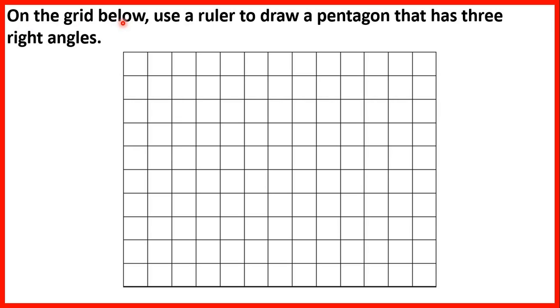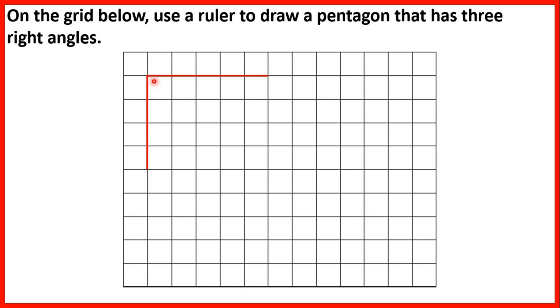On the grid below, use a ruler to draw a pentagon that has 3 right angles. So a pentagon is a shape with 5 sides, and a right angle is like the corner of a piece of paper or the corner of this screen. So it's useful to draw the right angles first and then make sure that our shape has 5 sides.